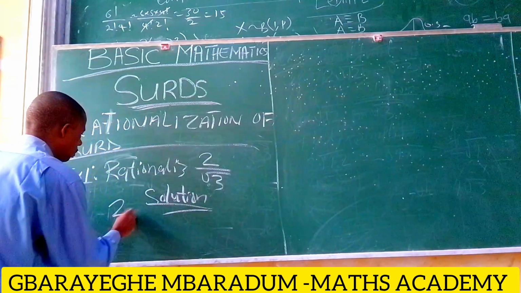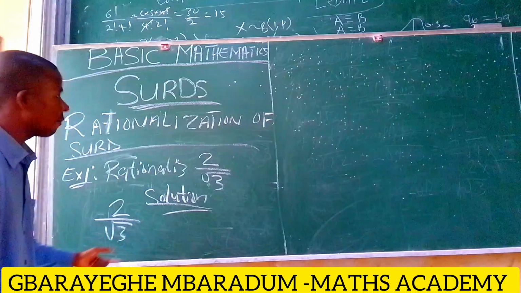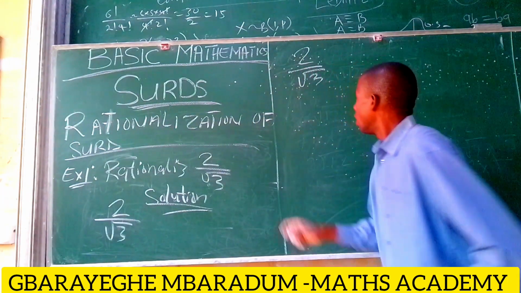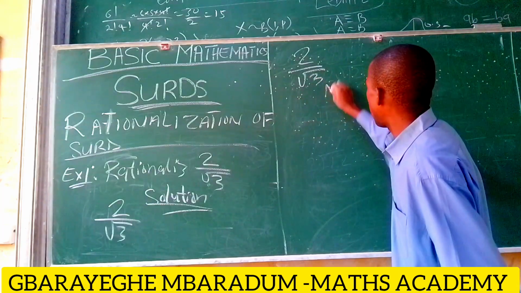We have 2 over the square root of 3, right? Now for us to rationalize this, we have 2 all over the square root of 3. To clear this, we are going to multiply what?